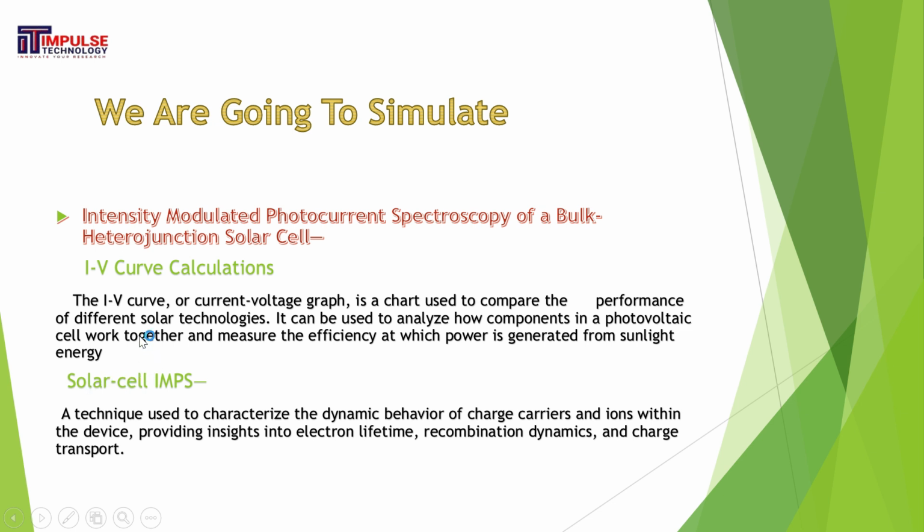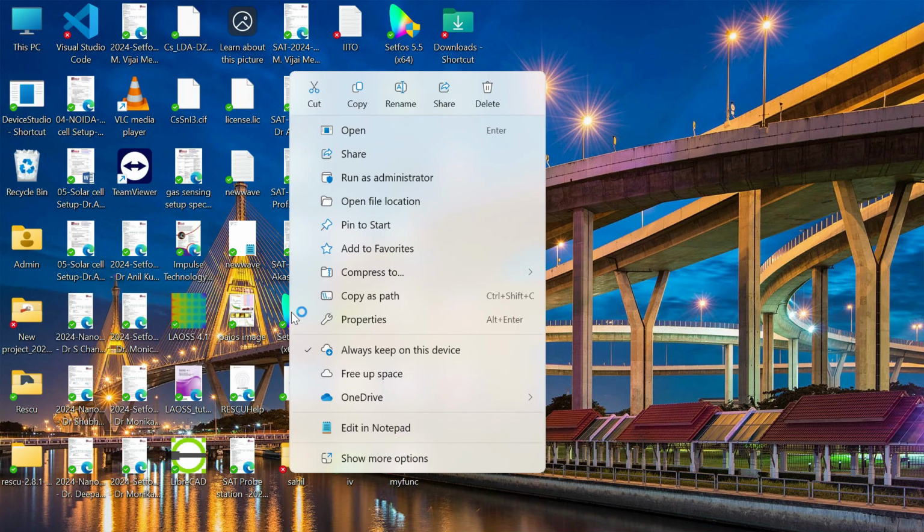Second, solar cell intensity modulated photocurrent spectroscopy is a technique used to characterize the dynamic behavior of charge carriers and ions within the device, providing insight into electron lifetime, recombination dynamics, and charge transport. How we can fill in this data and calculate these parameters, I will show in the Setfos GUI. So now I'm going to start the tutorial. You can see how we can provide inputs one by one and find these properties. Always right-click on Setfos and run as administrator.